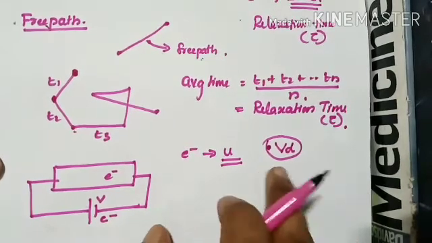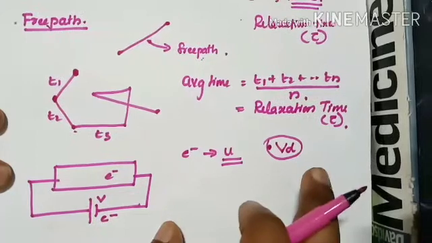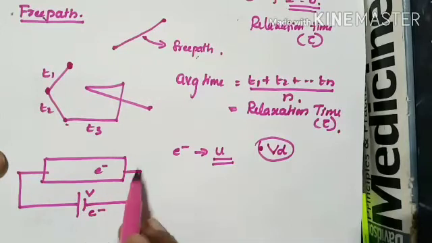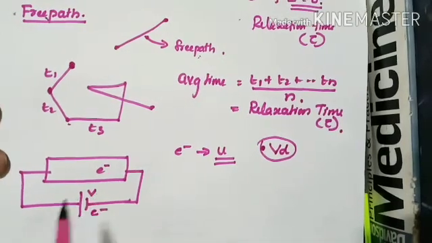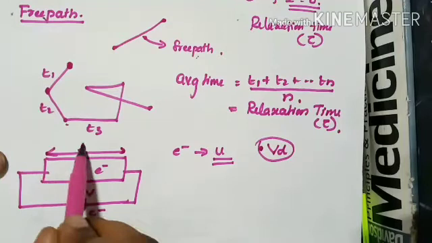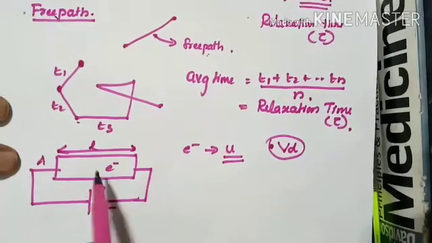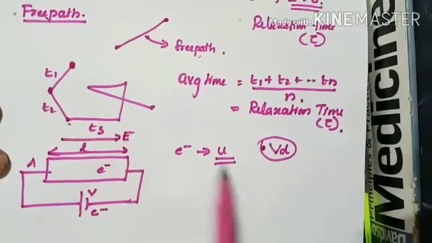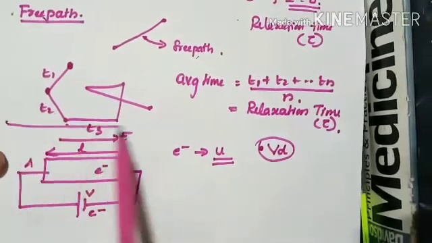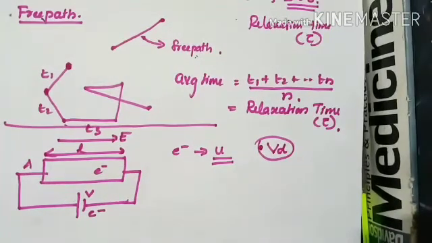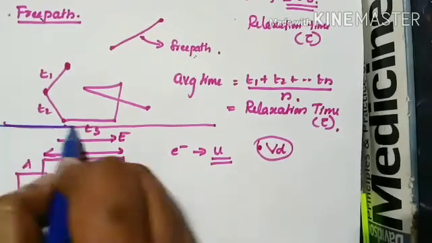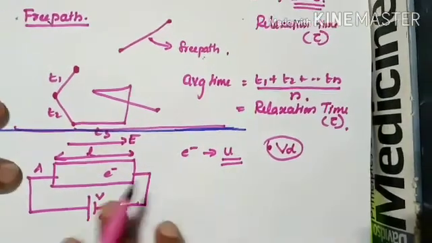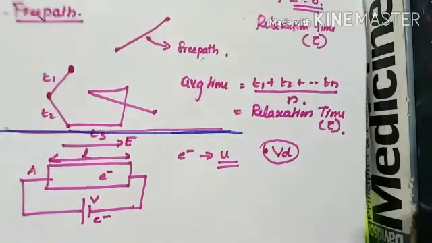This much clear? Now we are going to derive an expression for Vd. I am going to continue with the same diagram. Suppose this is a conductor, and you are supplying a voltage V. Suppose this conductor has a length L and cross-sectional area A. Since the supply is connected in this direction, the electric field will be in this direction, positive to negative. So this is the electric field direction. This much is clear, right?